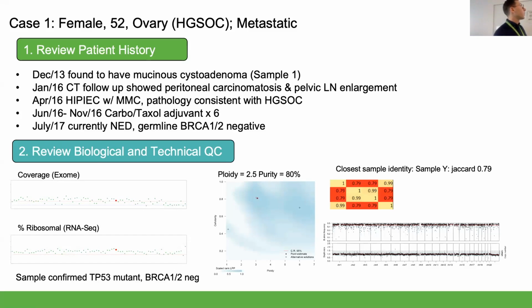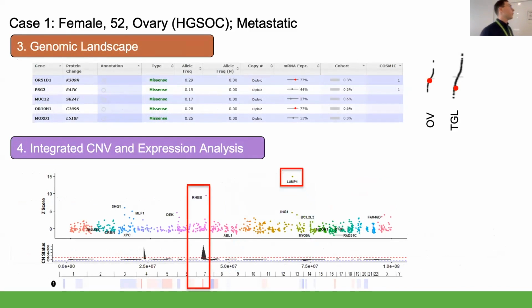The second step, we would look at biological and technical QC. Here we would look at metrics such as coverage and contamination, and we would flag unexpected mutations, which may identify things like a sample swap or whether or not the mutation is an outlier for a given cancer type. The next step, we would look at the genomic landscape.